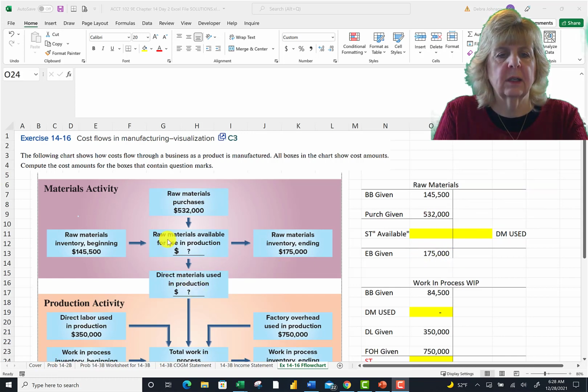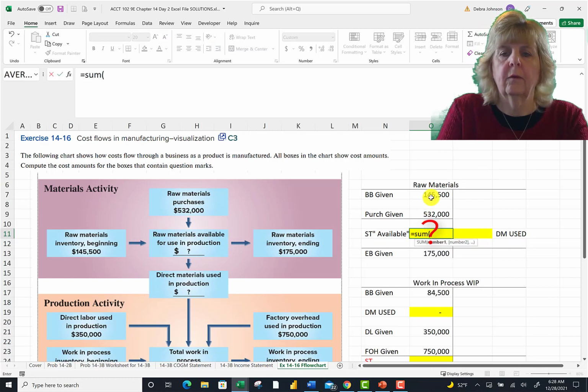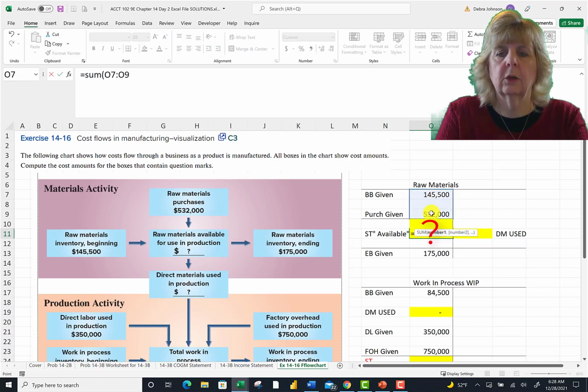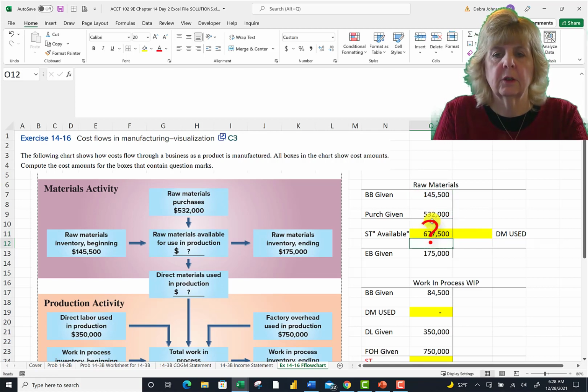And you'll notice that there were two unknowns. And so my goal is to solve this by understanding how the T accounts work. The first item that the author wanted you to calculate was the raw materials available for use. So that's just a subtotal of the beginning materials plus the raw materials that were purchased. So I just computed that as 677,500.